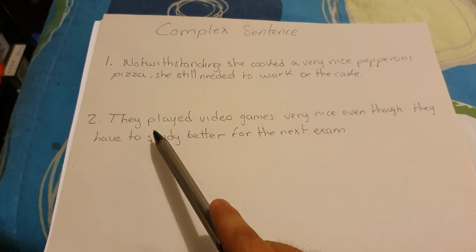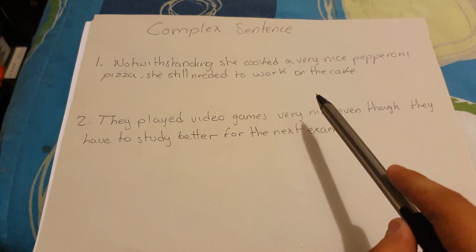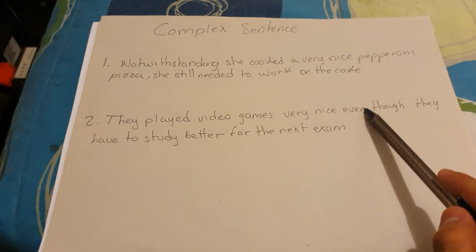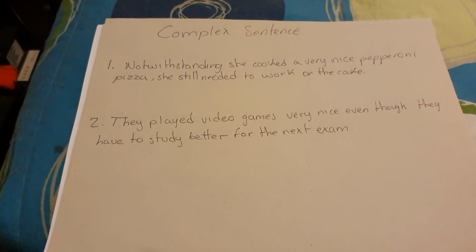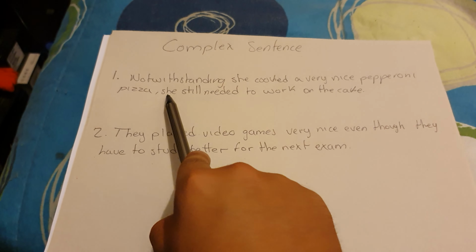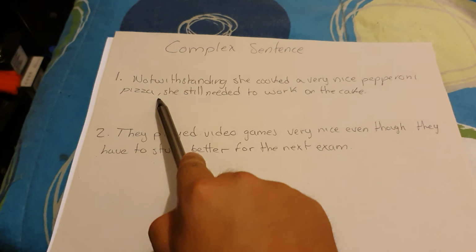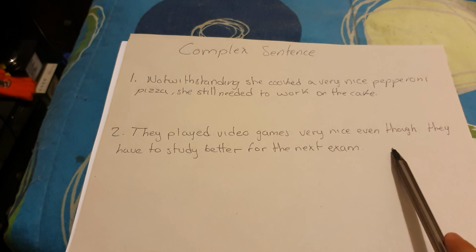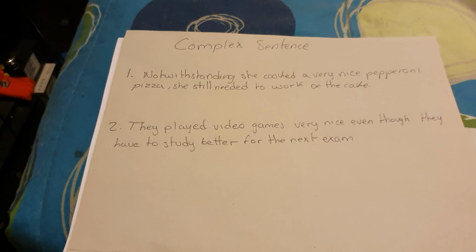And another one is they played video games very nice, even though they have to study better for the next exam. This one has a comma because it begins with the dependent clause. The other example doesn't have a comma, and you don't have to put a comma.